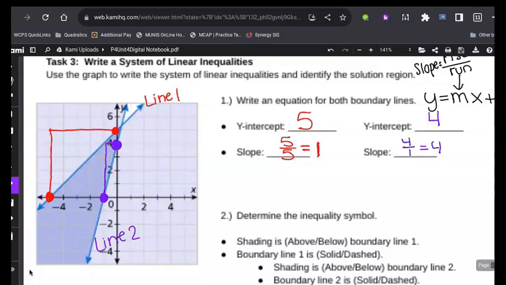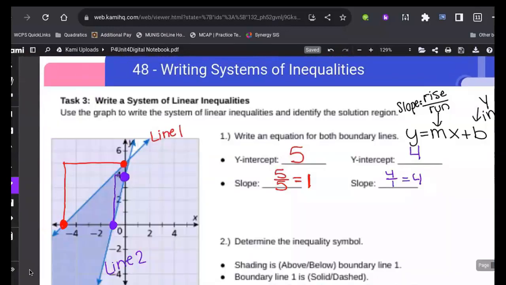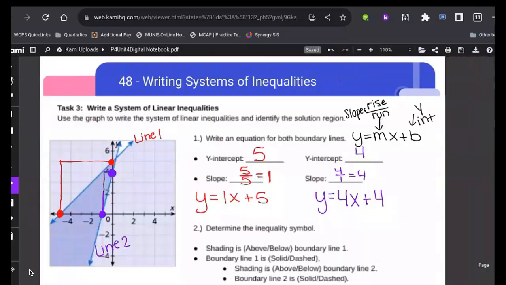So I have a y-intercept, a b value of 5 for line 1, and a slope, or an m value, of 1 for line 1. So we have y equals 1x plus 5. That's the equation for the boundary line of line 1. And the equation for boundary line number 2 is y equals 4x, because that's the slope, plus a y-intercept of 4. So go ahead and get those two equations written down, and then we'll talk about the shading and what kind of line it is.